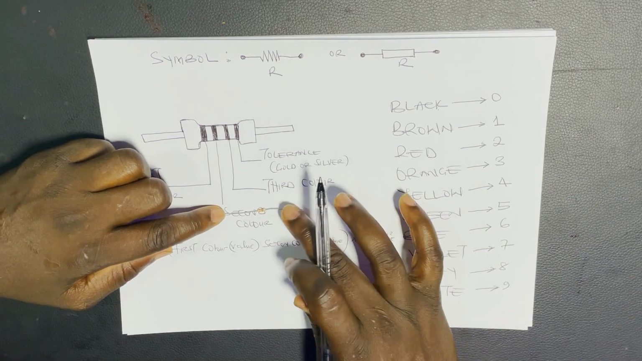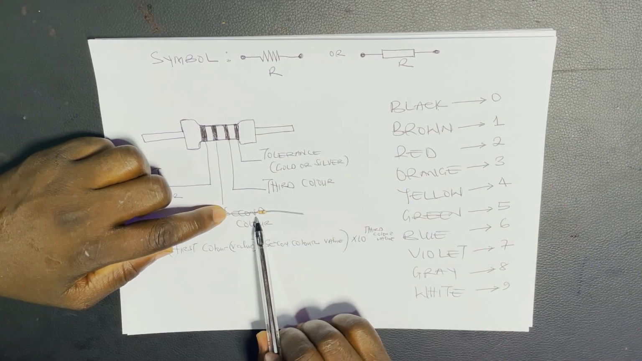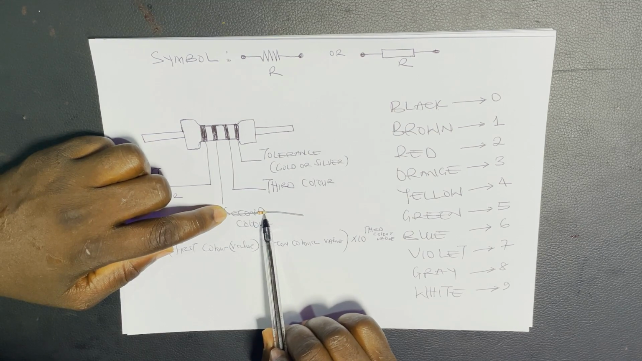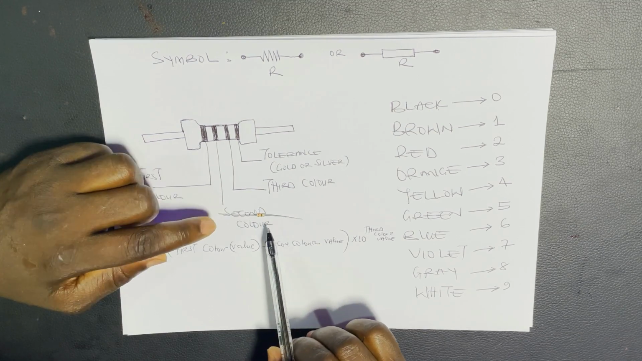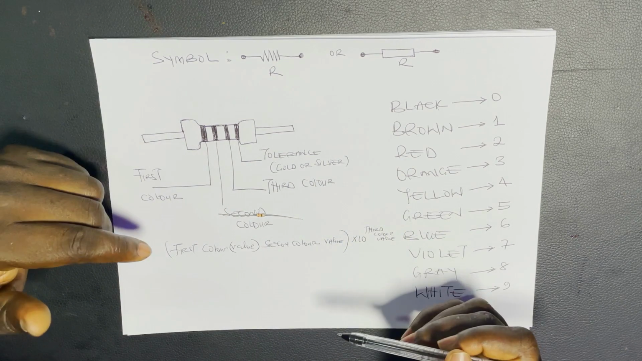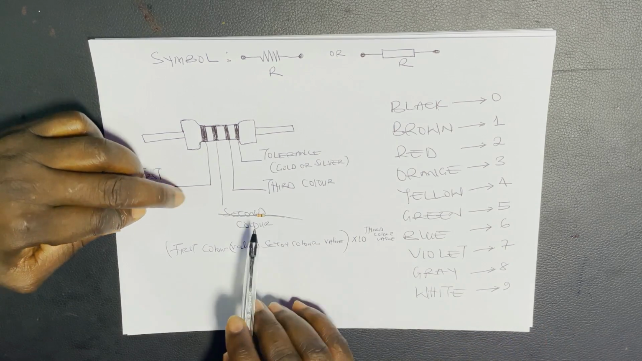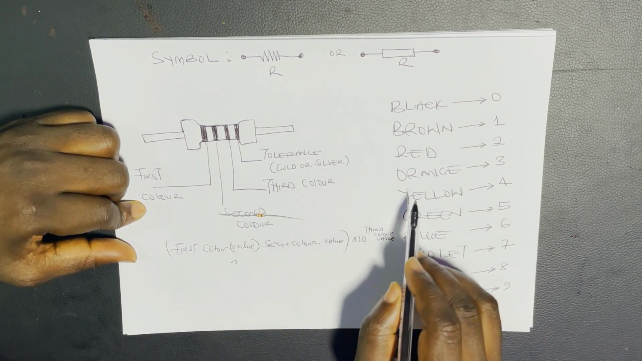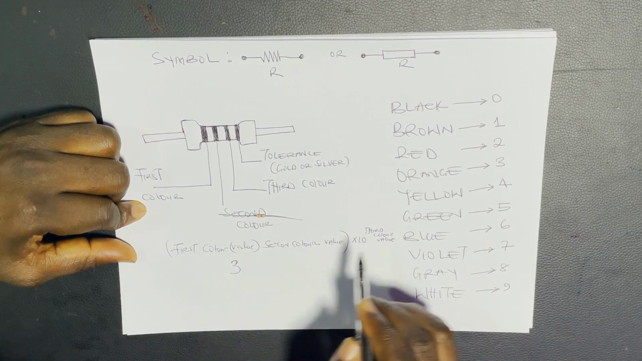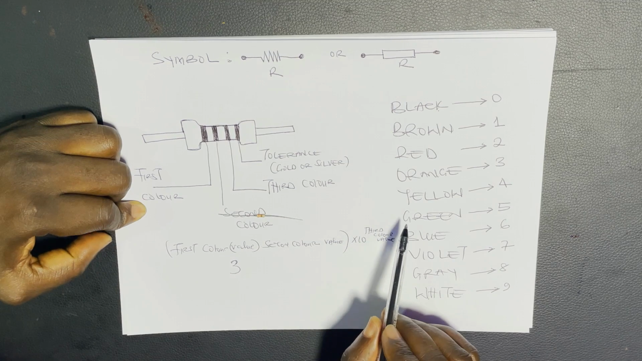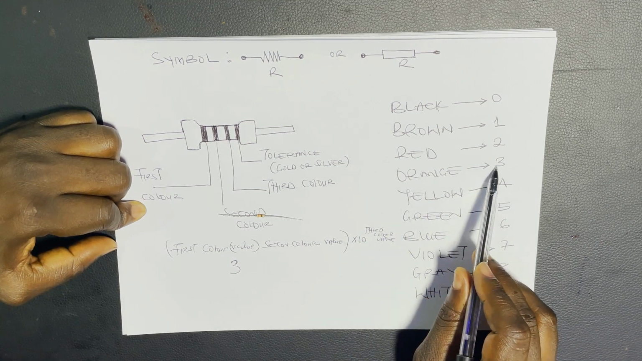In this resistor we have orange, orange, then the tolerance value at the end. I will explain the tolerance value after this example. So our first color is what? It is orange, which is 3. So our second value is what? It is still orange, and the value of orange is 3.